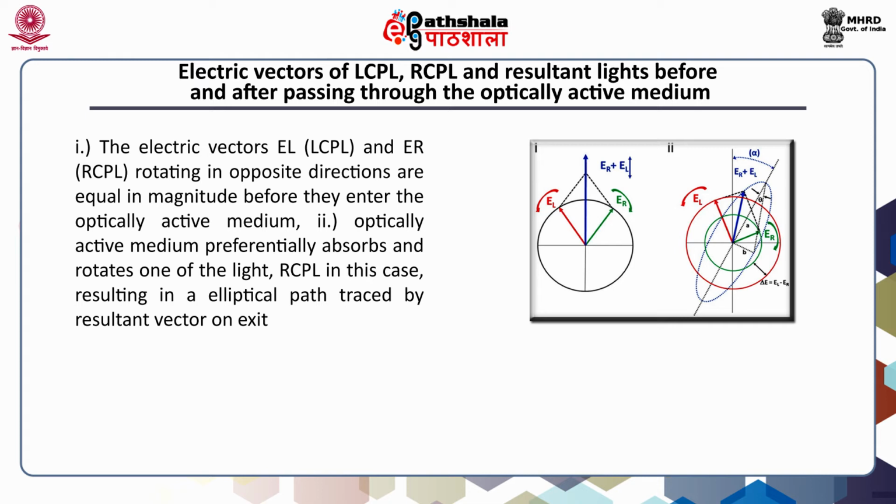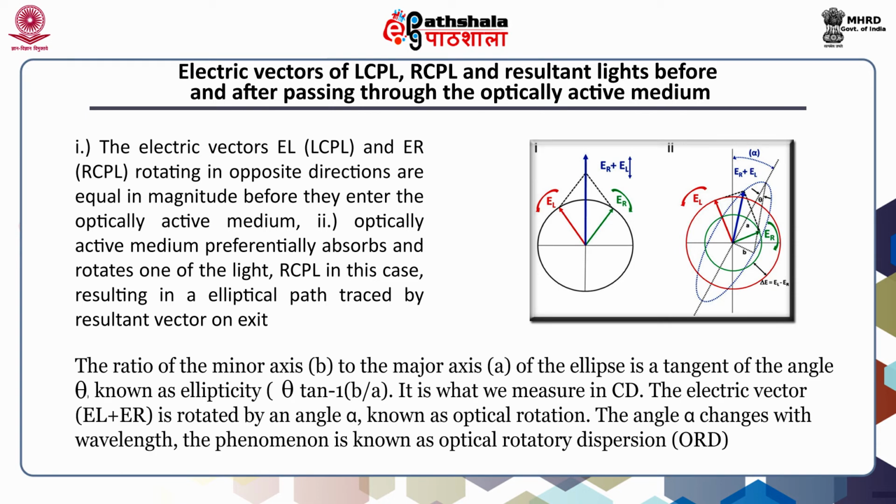If you recall, the resultant vector before it entered the sample was oscillating linearly, but now it is oscillating in an elliptical path, traced as dotted lines shown with blue color in the right hand side panel figure. Also note that the axis of oscillation has also changed from vertical in the left side panel to one oriented with an angle alpha after emerging from the medium.